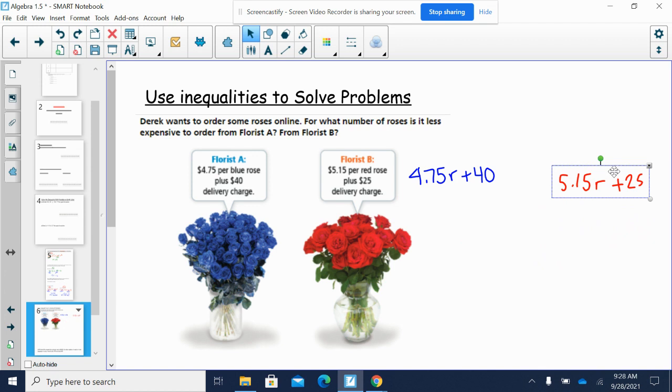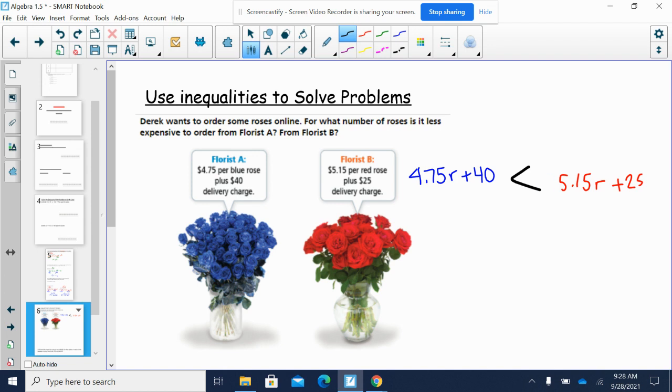Now, when we're comparing, we might want to say, all right, when is it less expensive for florist A? So that would be the less than symbol, right? Florist A is less than florist B. So we'd start to solve. For what quantity of roses will it be less than?